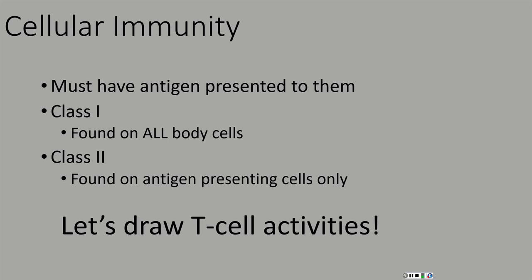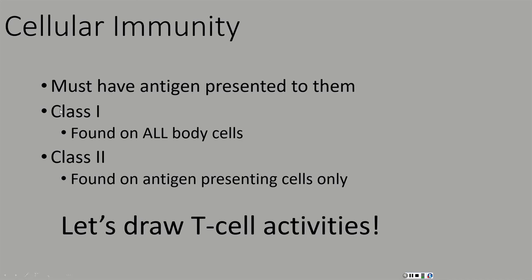Now, those MHCs that we were talking about are going to play a role in cellular immunity. Remember, MHCs, they are self-antigens. They are just a specific type of self-antigen. And there are different types of MHCs. We're going to talk about MHC class 1 and MHC class 2. They have slightly different functions. They're similar, but slightly different.